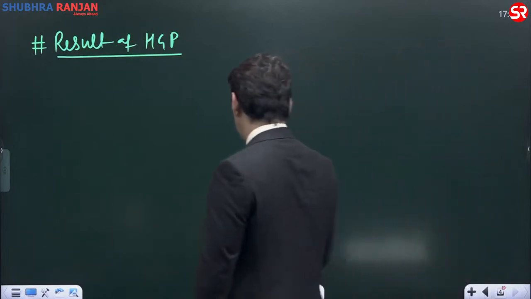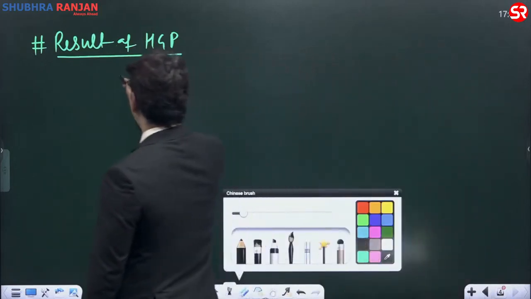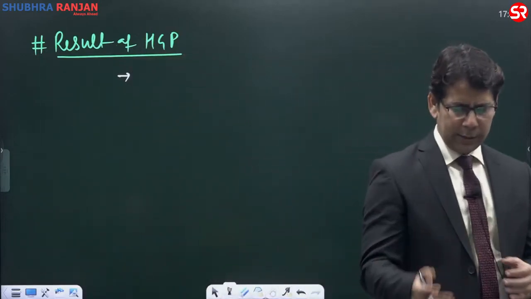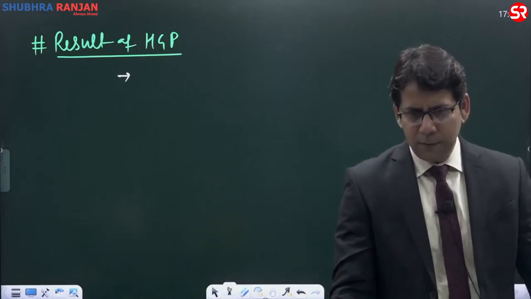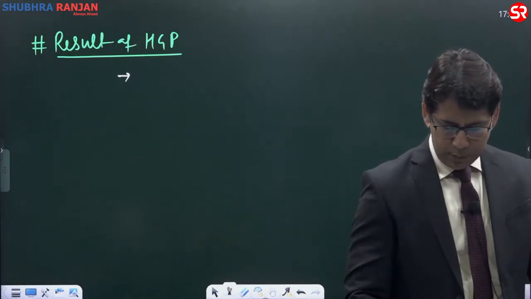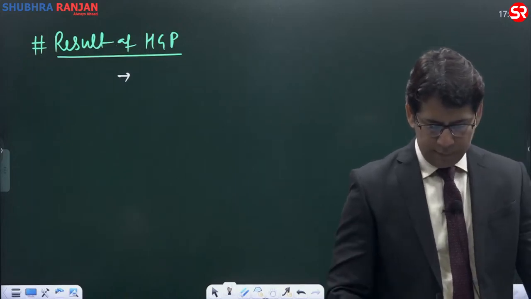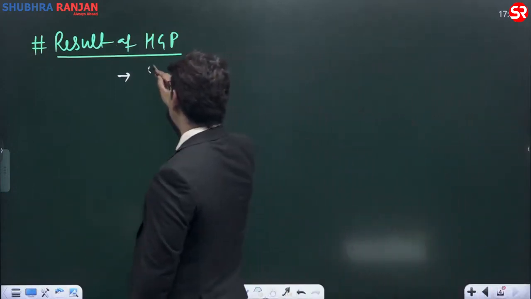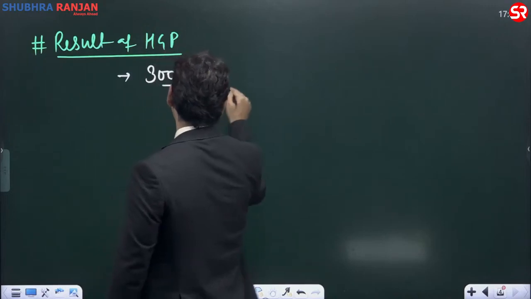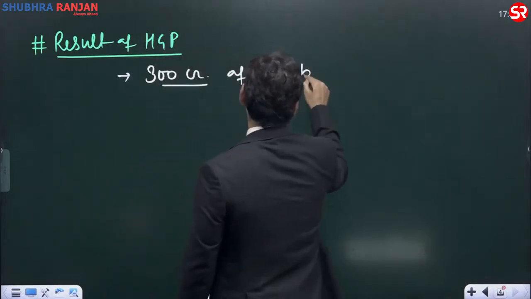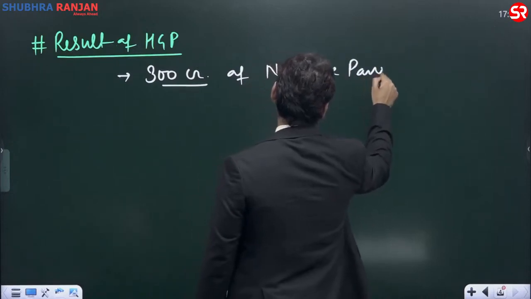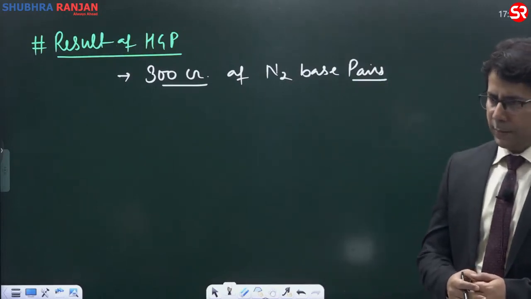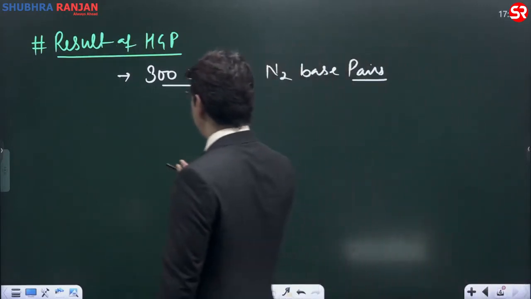There were many things that came for the first time in human knowledge and we were surprised by it. The first one, we have talked about it already, but you can write: human genome is composed of 300 crores of nitrogen base pairs, right? That was also revealed by HGP.